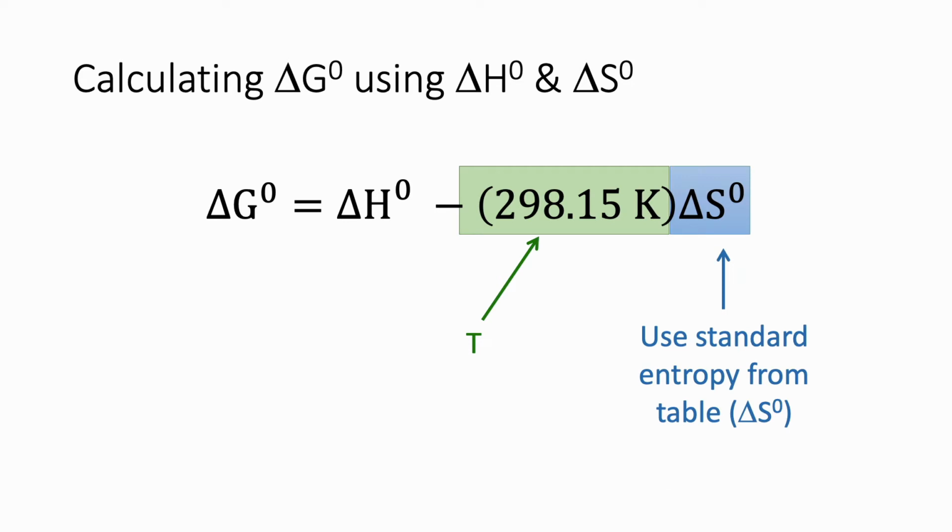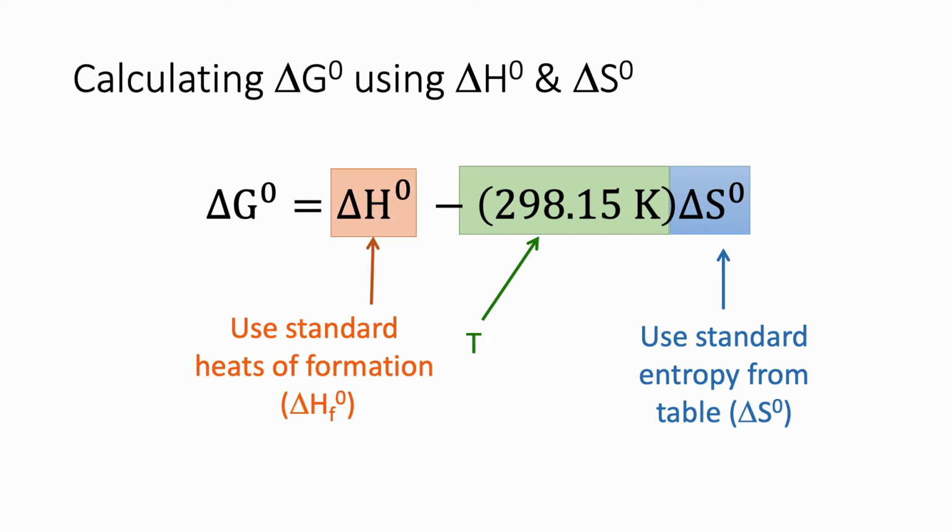Then you're going to calculate the change in entropy from the table by plugging in the standard entropies of the products minus the standard entropies of the reactants. And for delta H, you're going to use the standard heats of formation for the products and reactants to calculate the enthalpy change for the reaction. That's something you should have learned how to do in Gen Chem 1.